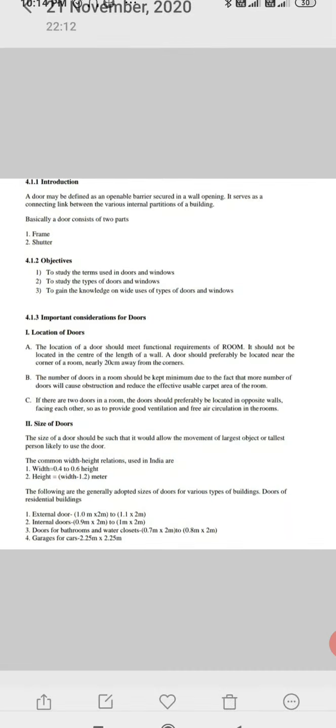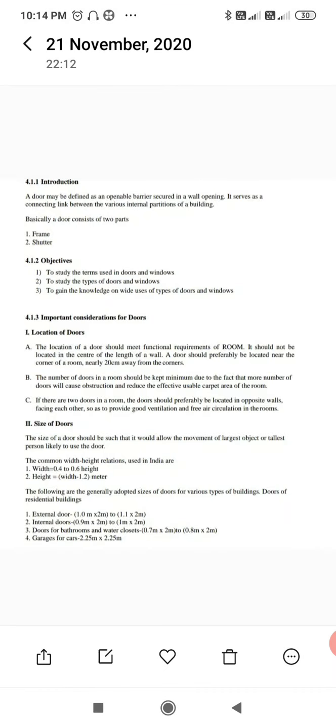Next one is the objectives: to study the terms used in doors and windows, to study the types of doors and windows, and to gain knowledge of the wide uses of types of doors and windows. The next one is the important considerations for doors.